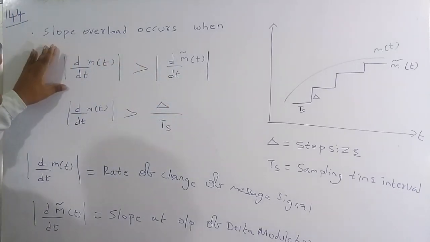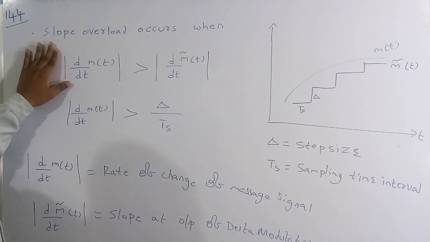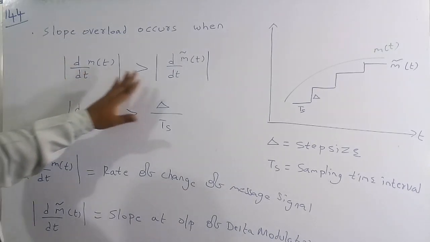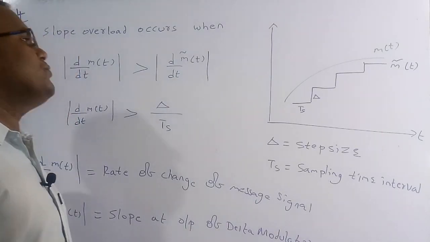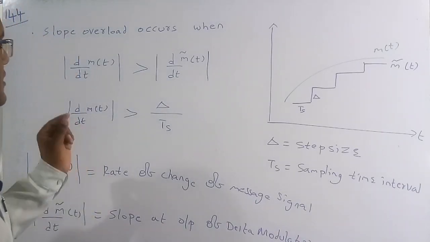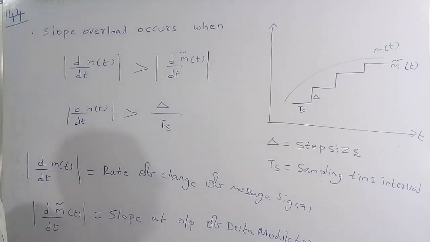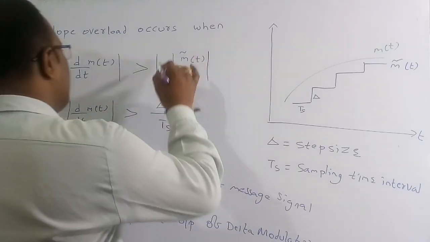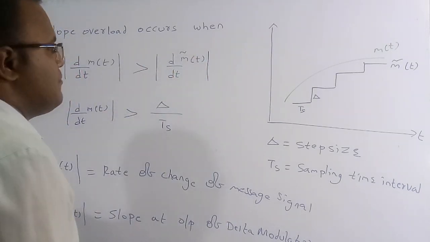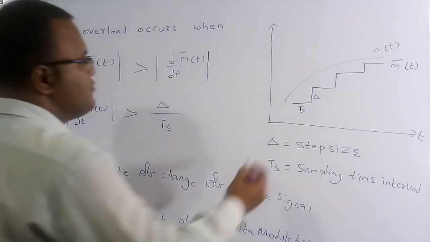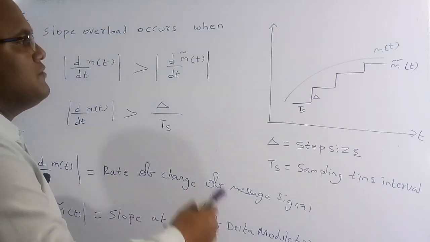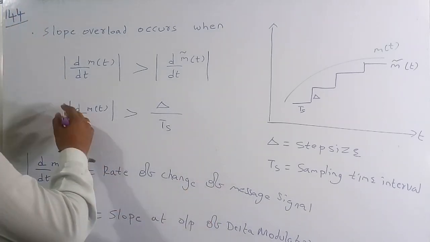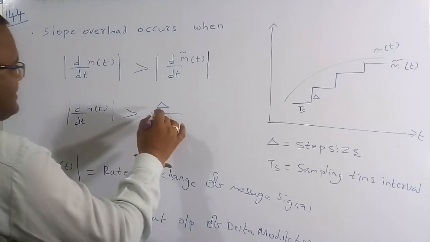So in other terms also, the positive peak value of the rate of change of the message signal is greater than the positive peak value of the rate of change of the staircase waveform, or the output of the delta modulator. At this condition slope overload error is going to occur in this delta modulator. Here suppose I want to know the rate of change of this staircase waveform, so I want to find the positive slope. So delta by ts is the positive slope of the staircase waveform. So therefore d by dt of m of t should be greater than delta by ts.